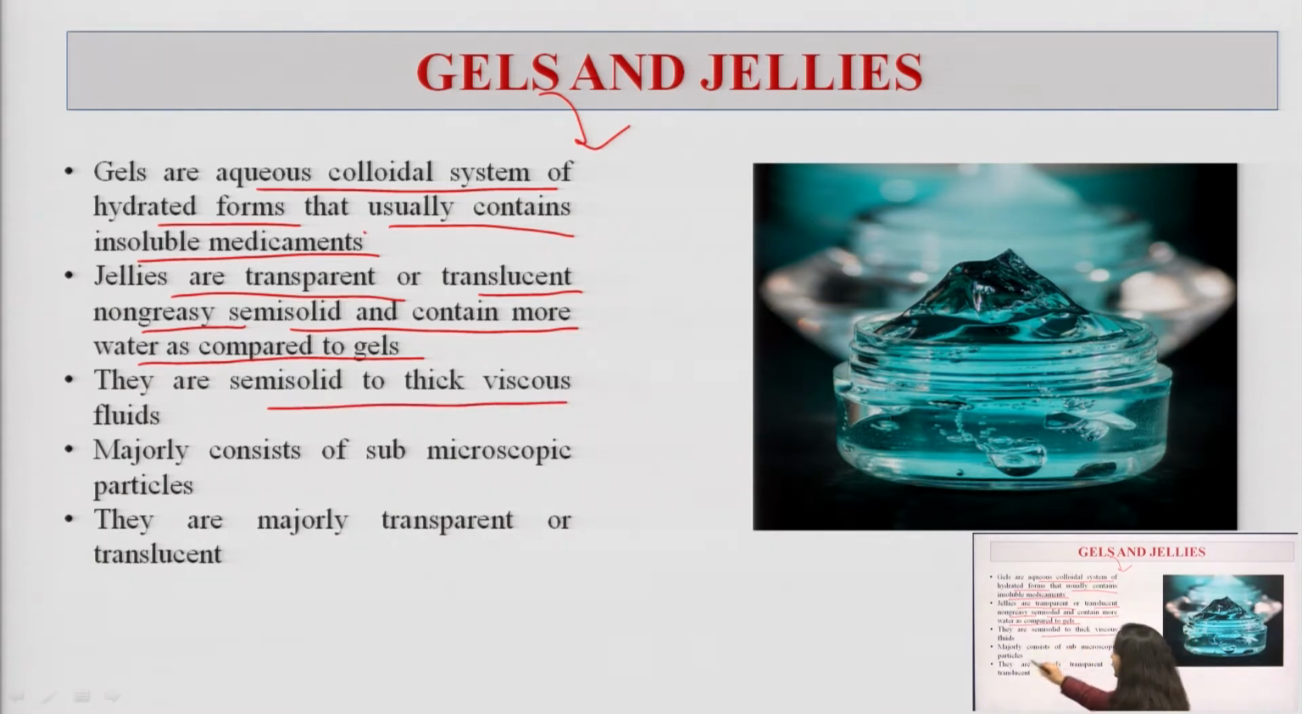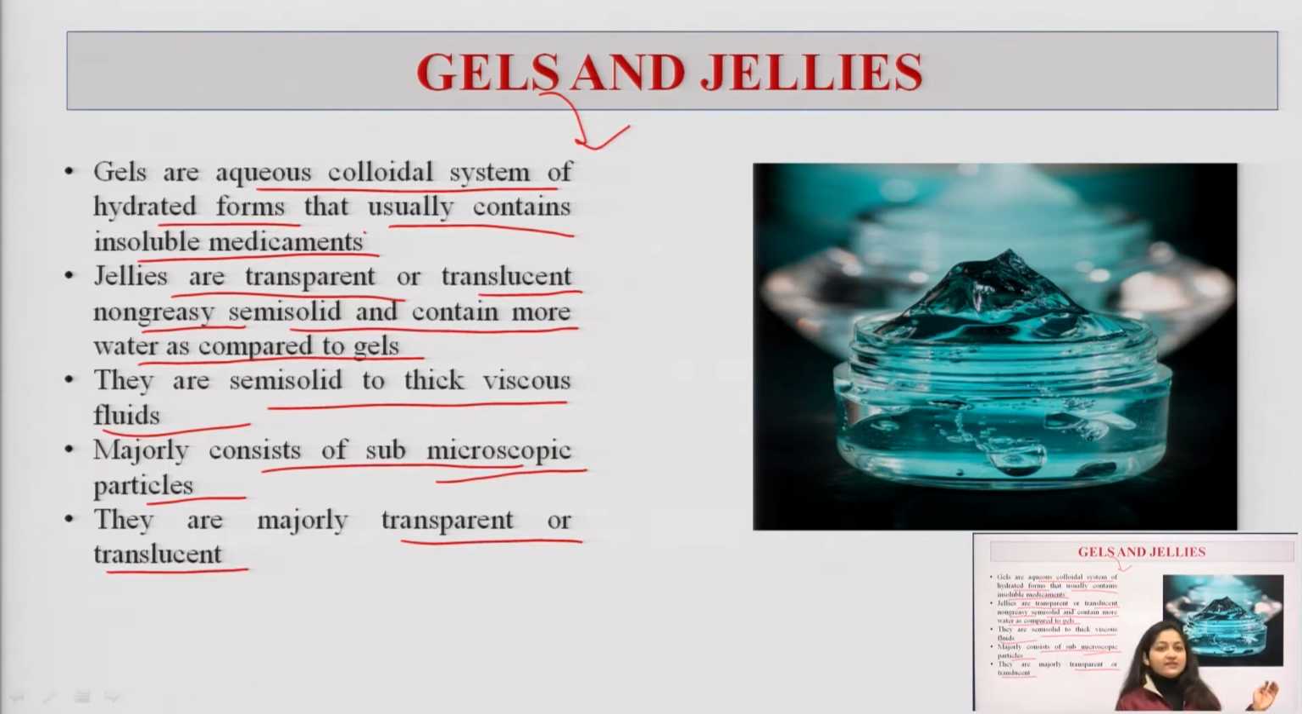Then they are semi-solid to thick viscous fluids. They are semi-solid, however the consistency of gel is higher as compared to your paste as well, because they have a gelling framework in them that gives them high viscosity as compared to any other semi-solid dosage form. Majorly it consists of submicroscopic particles. As I said, it is a colloidal dispersion and we know that the particle range of a colloidal dispersion is from 1 nanometer to 100 nanometers. So the particles present in gels are at the submicroscopic level. They are majorly transparent or translucent. As you can see in the picture, the gel is either transparent or translucent in nature.